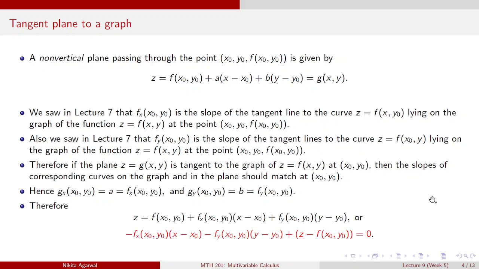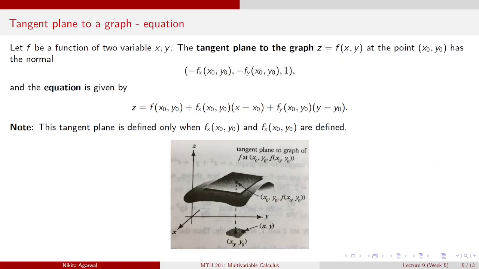So therefore, your tangent plane becomes this, right? I have just substituted a to be f_x and b to be f_y. Now this can also be rewritten by bringing all these quantities to the left: minus f_x(x0,y0) times (x minus x0), then this term, plus z minus f(x0,y0) equals 0. Now if this is the equation of the plane, then what is the normal? So this is what we have.